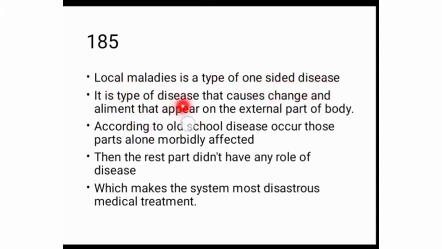It is the type of disease caused by any change or ailment that appears on the external part of the body, known as a local malady. According to the old school, meaning the allopathic system of treatment which prevailed at the time of Hahnemann, they believed that local maladies occur in those parts which are alone morbidly affected, and the rest of the body does not have any role in that local disease.